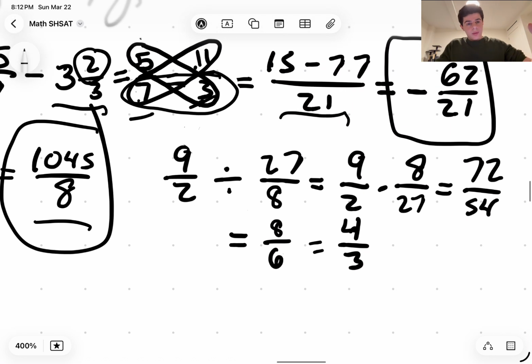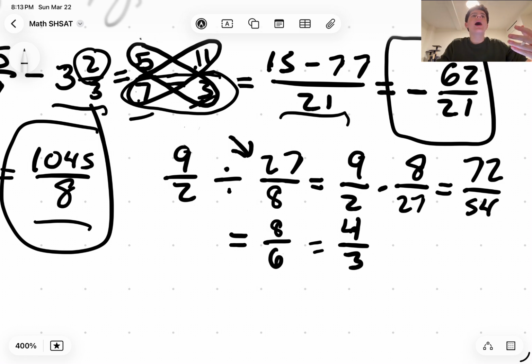And now our last type of operation we can do with fractions is going to be dividing. And here we have 9/2 divided by 27 over 8. And so what you do when you're dividing a fraction by another fraction is you flip the second fraction. And why does this work?